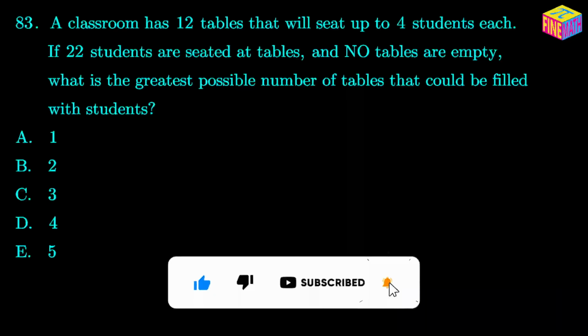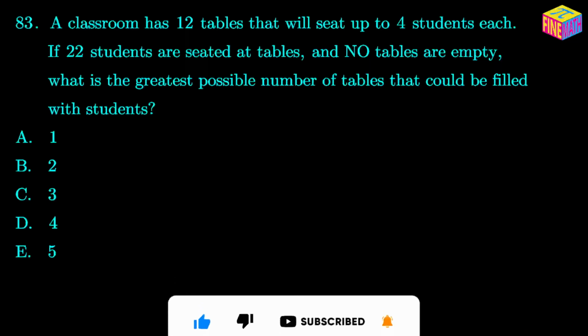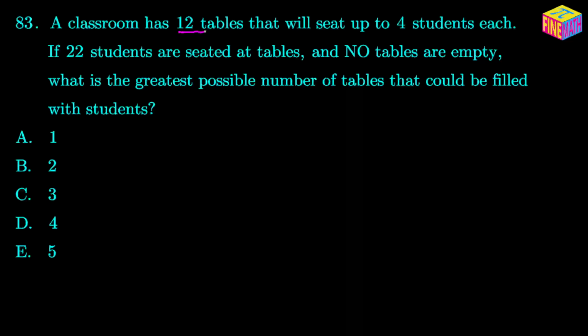So a couple of things to notice here. Let me underline a few things. We have 12 tables, and each table can sit up to 4 students, and no tables are empty. That is the most important information that you need to make a note of. We have to make sure that no tables are empty. That means each table must have at least one student, right?